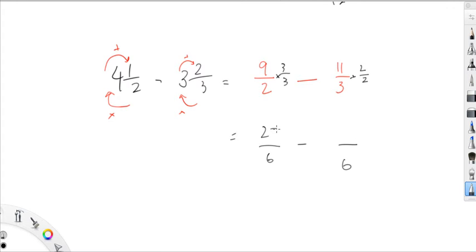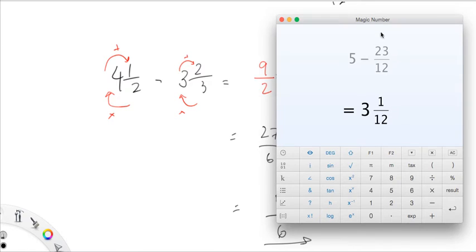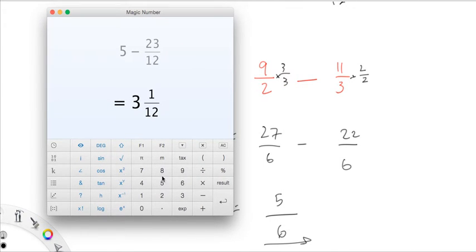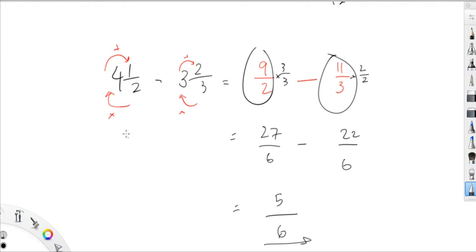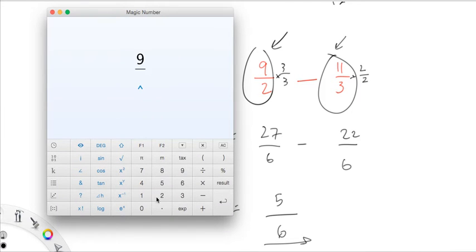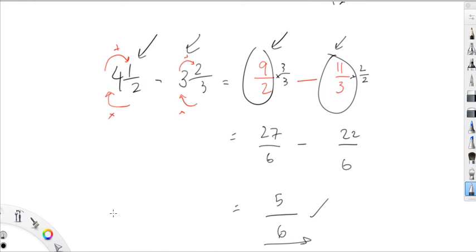So it's 27, 22, and then when you minus them, it's still going to be over 6. 27 minus 22 is 5, so 5/6. It's quite fast doing it manually actually, but if you're chucking it in your calculator, I'm just going to start with these ones in the improper form instead of doing it this way. I'm just going to start here, and it would be 9 over 2 minus 11 over 3, 5/6, so that's right.